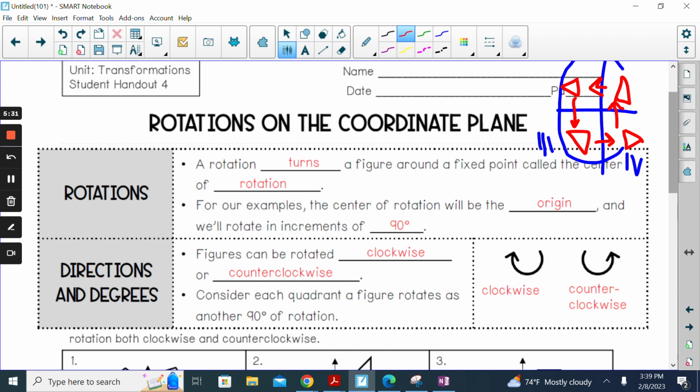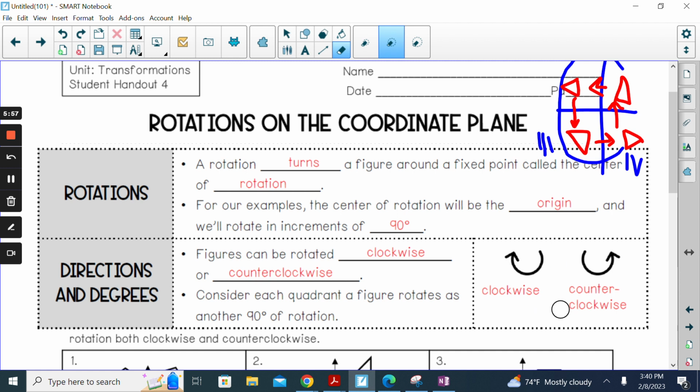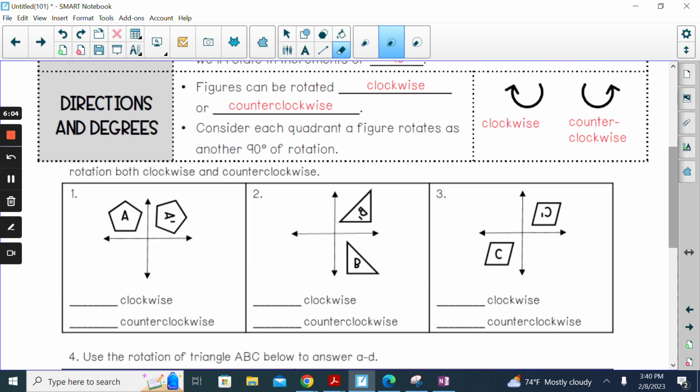If you look at the clock in the front of my classroom, there is the little red hand on the clock that spins clockwise. It goes in the order around 1, 2, 3, 4, 5, all the way. That direction is clockwise. And if you went against the way a clock spins, you are going counterclockwise. So they can be turned either way, and each time you spin it, it will be another 90 degrees of rotation.